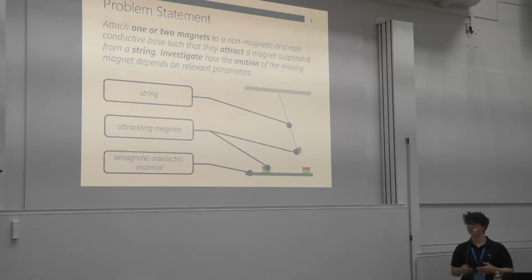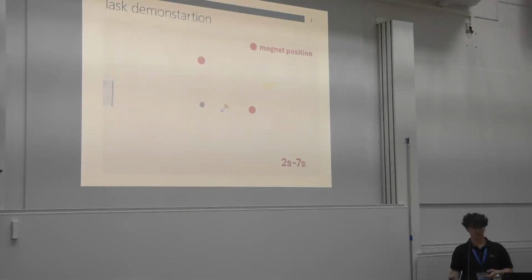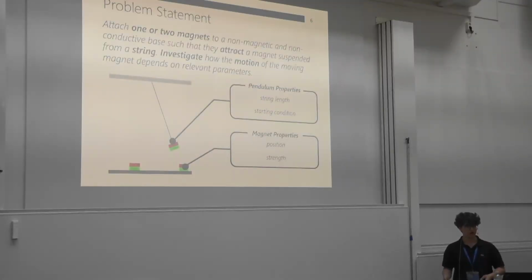So the task specifically tells us that we have to use a string, attracting magnets, and a magnetic and a dielectric material on the bottom side. And I brought some videos with me to demonstrate how this can look. We can see several types of motions, one motion between the magnet positions and also one motion only above one magnet position. Further on, the task tells us that we specifically have to investigate the relevant parameters affecting the motion.